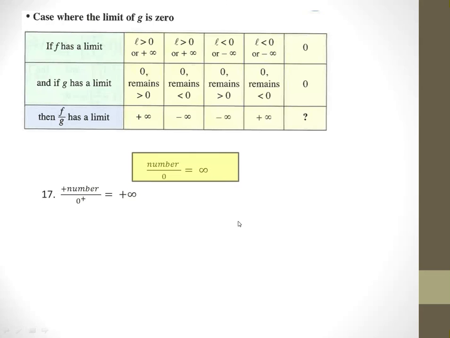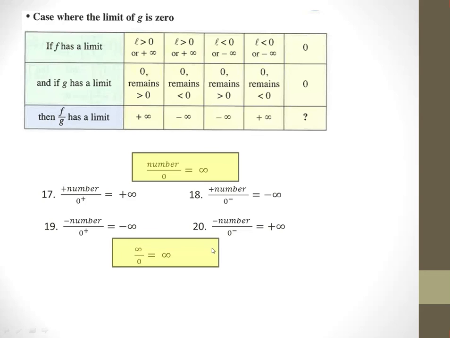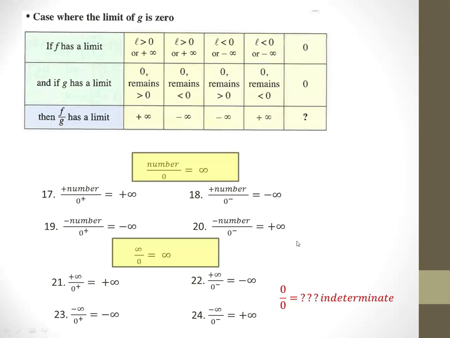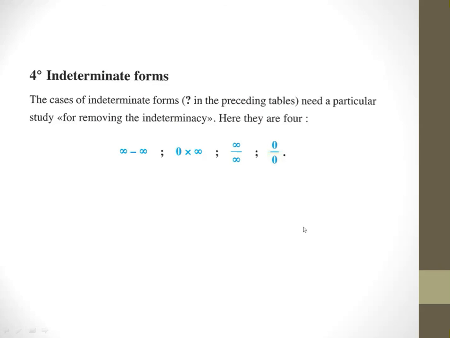Number over 0 equals infinity. Also, the signs depend on 0 plus or 0 minus, and the positive or negative number: positive over negative is negative anyway. In this case, we have what I think is the last indeterminate case, which is 0 over 0. So these are the indeterminate cases: plus infinity minus infinity, 0 times infinity, infinity over infinity, 0 over 0. Those are the four cases when we have indeterminate cases.